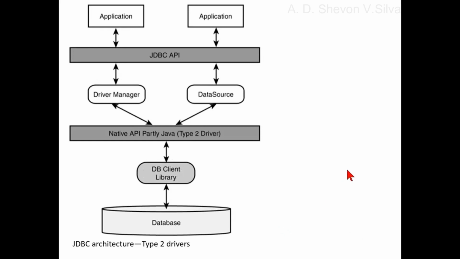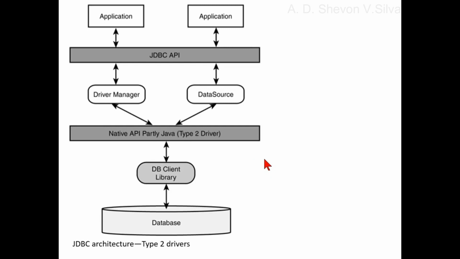A type 2 driver converts JDBC calls directly into the client's API provided by the database without the need for an intermediate ODBC layer. For this reason, these drivers offer better performance than type 1 drivers.